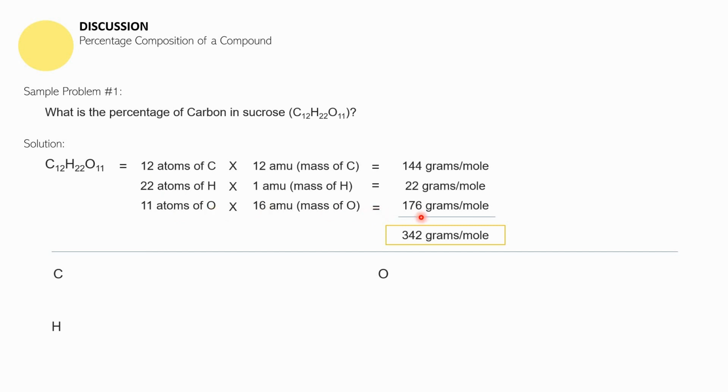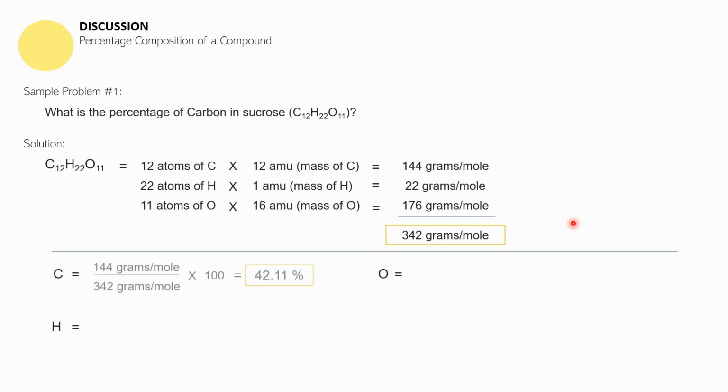Pero in terms of partition, of portions, siya yung lumilitaw na may pinaka-marami because siya rin naman pala may pinaka-mataas na atomic mass, and then di rin naman lumalayo itong kanyang number of atoms. So you just multiply them, you'll get 176 and then you'll be getting a very big partition, a very big portion in the 342. Okay, now, how do we solve for that now?